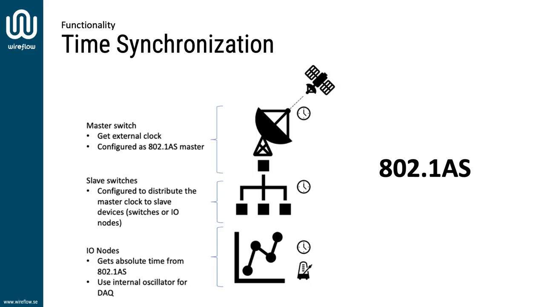Within the I/O node itself, we get the absolute time from the network, and then we have an internal oscillator for the DAQ tasks. I should say that the DAQ tasks are also time synchronized using phase locking against the network time. That means that all the DAQ tasks and all logger nodes are also time synchronized using the network time from 802.1 AS.